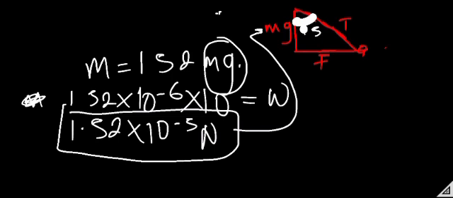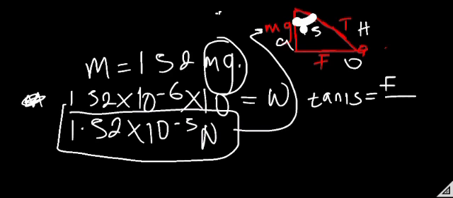The horizontal component. If we use SOHCAHTOA, we know that facing this angle, this side is opposite, this is hypotenuse, and this side is what? Adjacent, right? So the relationship between opposite and adjacent is tan theta. Here theta is 15 degrees, so tan 15 is equal to F over mg, where mg is 1.52 times 10 raised to power minus 5.